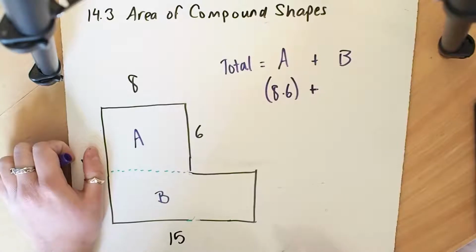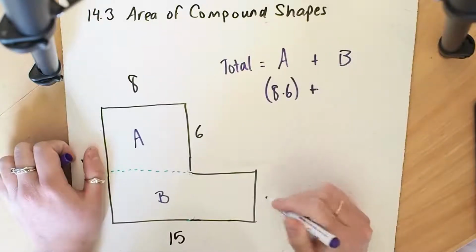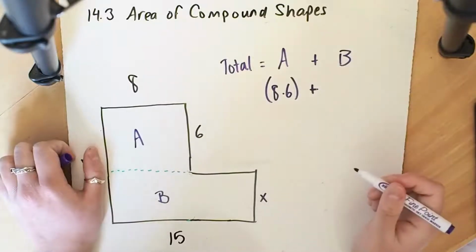Here's where we run into a little bit of a problem. When I look at shape B, I know that the base is 15, but I don't know what the height is. The height over here is unknown.